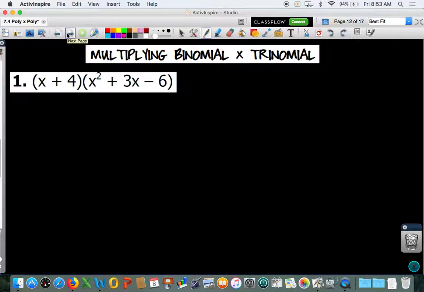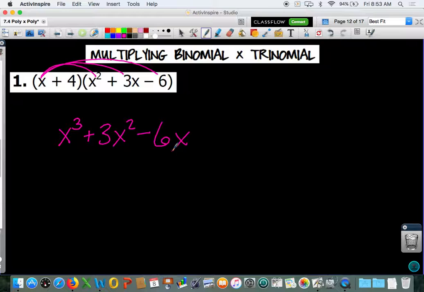All right, this is a little bit different here. Now I have a binomial times a trinomial. So with a binomial times a trinomial, this is going to be like you're distributing. You're going to take your first term and multiply it by everything in the trinomial. So x times x squared gives you x cubed. X times 3x gives you plus 3x squared. X times negative 6, negative 6x.